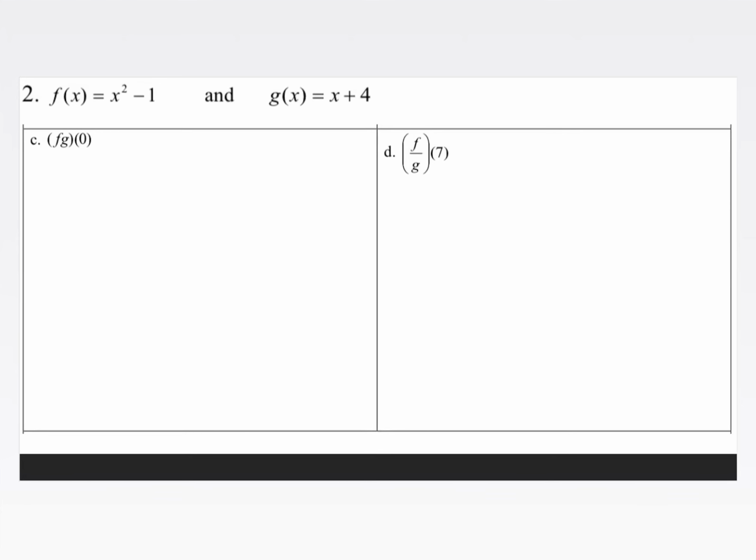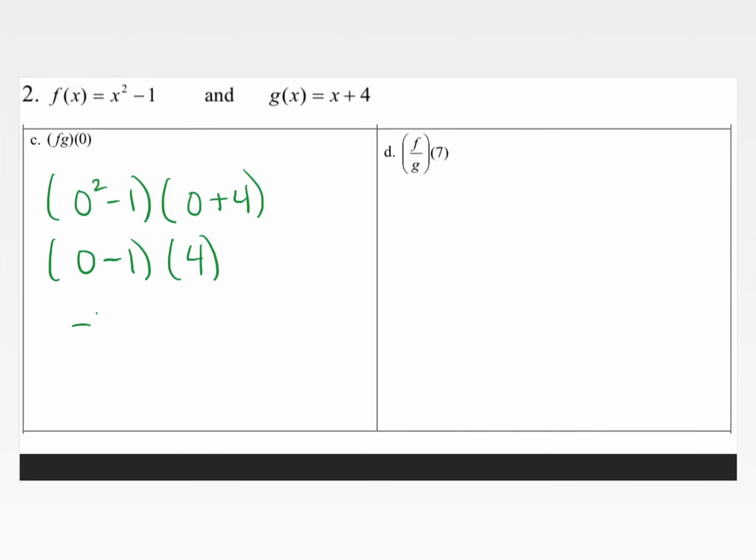Moving on to problem C, f times g of 0. So here we're going to multiply. We have 0 squared minus 1 times 0 plus 4. So of course we could multiply, but I'm going to first reduce in my parentheses. 0 squared gives me 0 minus 1, and 0 plus 4 gives me 4. 0 minus 1 is negative 1, and negative 1 times 4 equals negative 4.